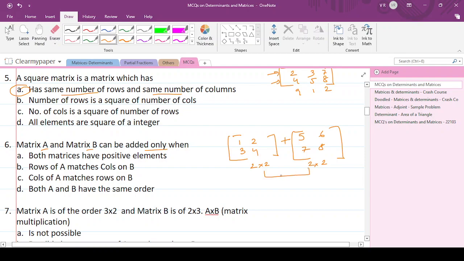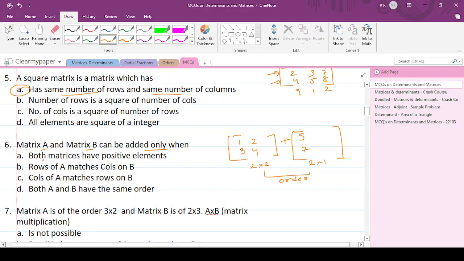Whenever the order of both matrices being added or subtracted is the same, only then can we add. For example, if the order was different, say 2 rows and 1 column, then we cannot add it. So what does it mean? The order has to be the same.